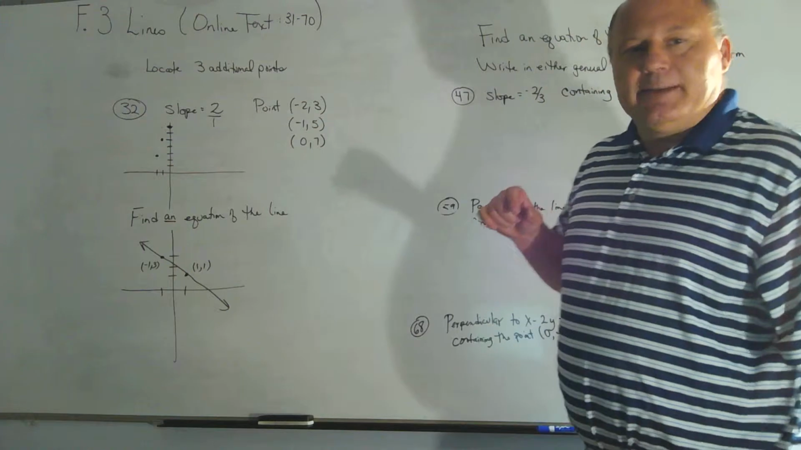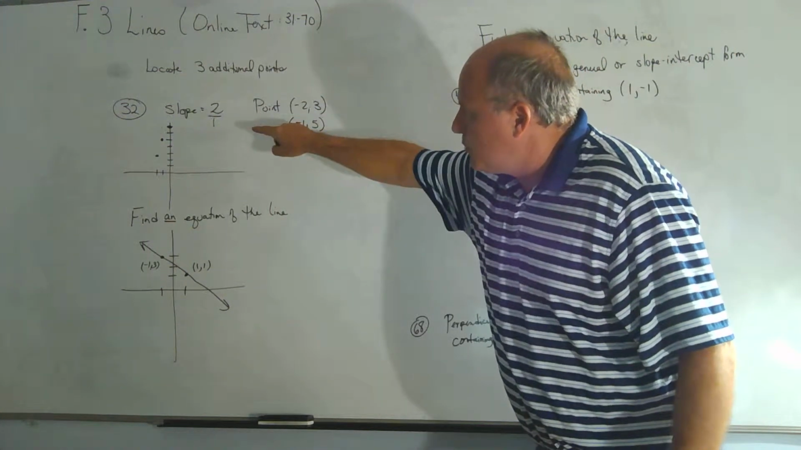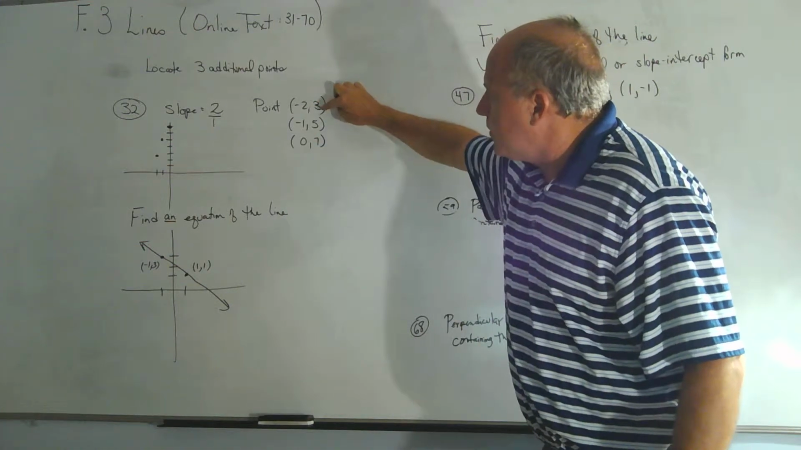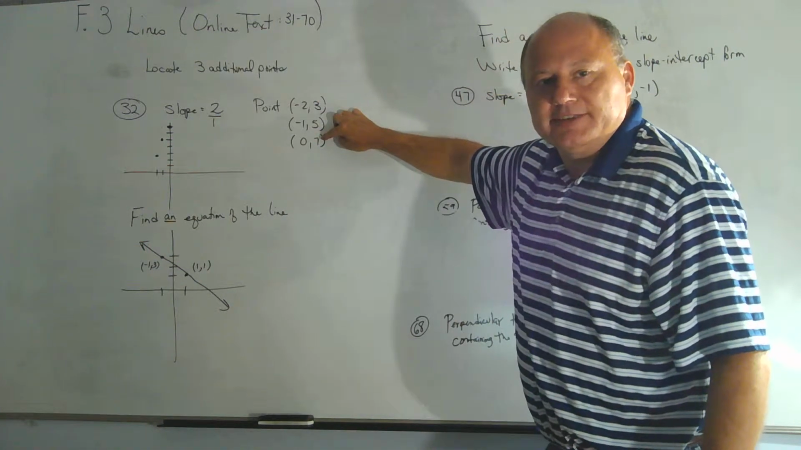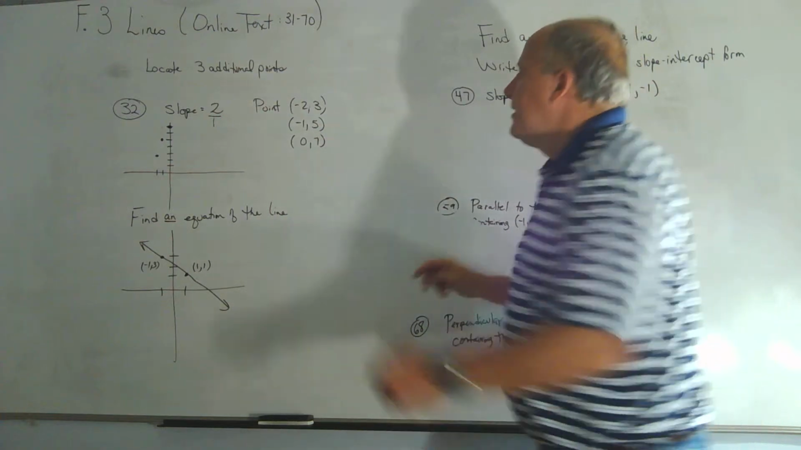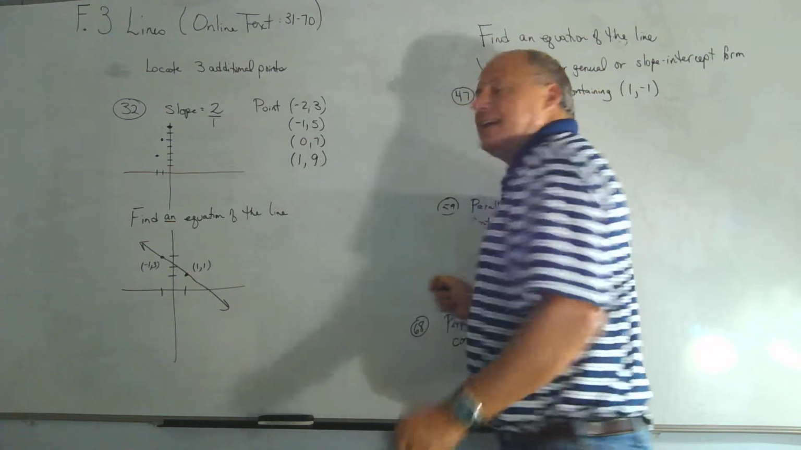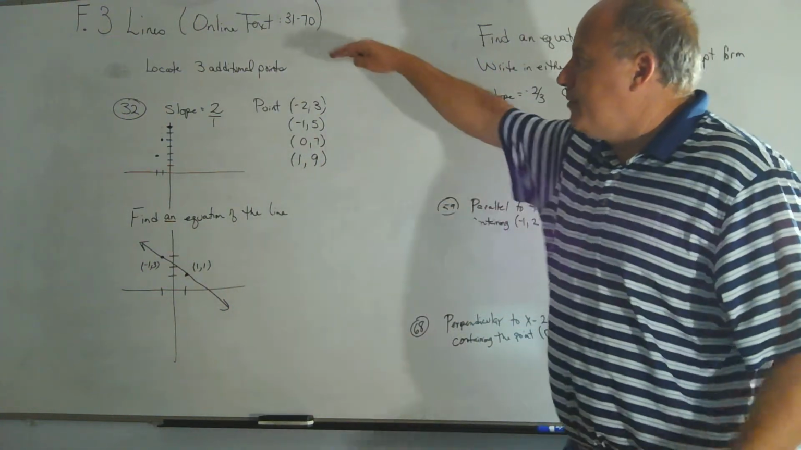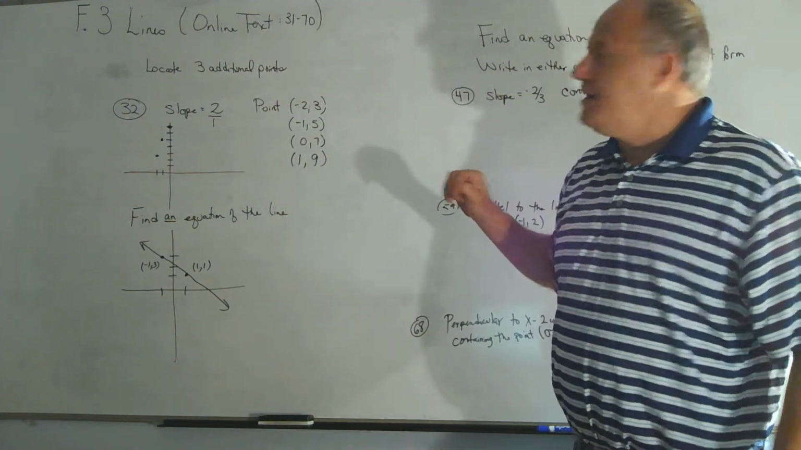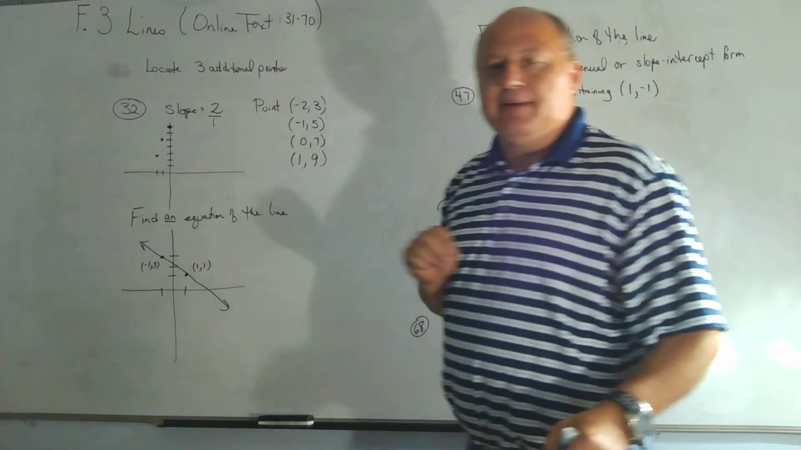Now you may not be able to see the pattern yet, but if you notice the x's are going up by 1 because that's the run, and then the y coordinates are going up by 2 because that's the rise. So if you continue the pattern, the next one should be 1, 9. And that's kind of nice because I'm running out of room to actually plot that 1, 9. But if you go up 2 and over to the right 1, you would indeed be at 1, 9.